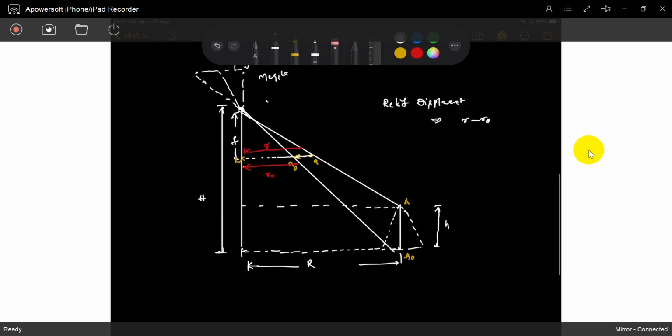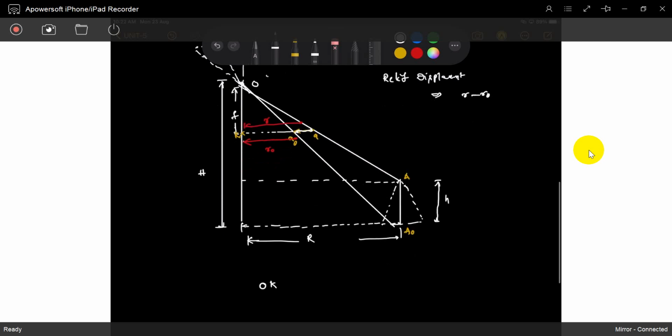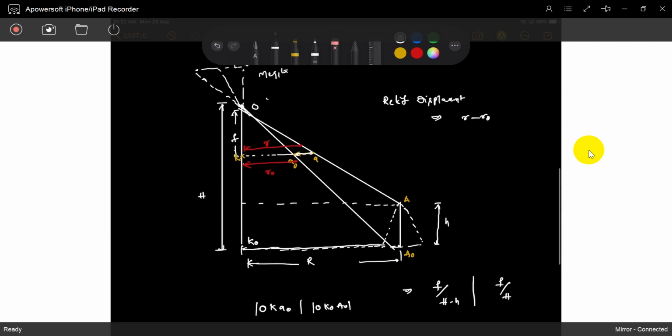See, this is O. See, O k a naught is a triangle. So I will write this is also k naught, O k naught and a naught. This is also a triangle, similar triangles. We find out the scale. We already found the scale. What is the scale? Scale is f by H minus h, or f by H. If you take this, so O k naught, say H, this is f. Otherwise similar triangles, just check it. No need to remember the scales.